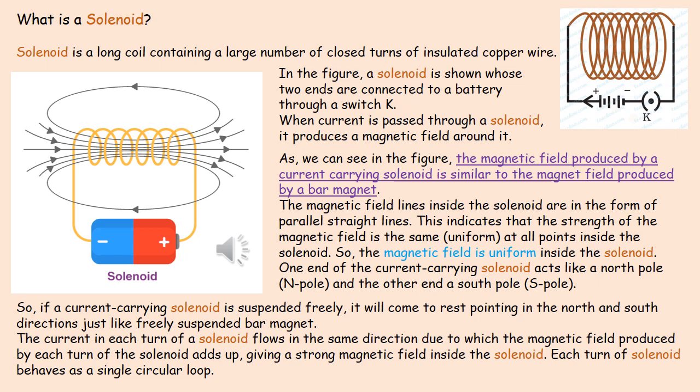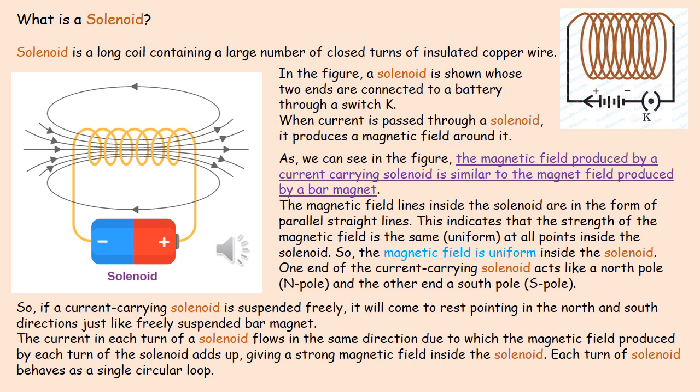Now, the magnetic field lines inside the solenoid are in the form of parallel straight lines. This indicates that the strength of the magnetic field is the same, or uniform, at all points inside the solenoid. So, the magnetic field is uniform inside the solenoid. One end of the current carrying solenoid acts like a north pole and the other end a south pole. So, if a current carrying solenoid is suspended freely, it will come to rest pointing in the north and south directions, just like a freely suspended bar magnet.